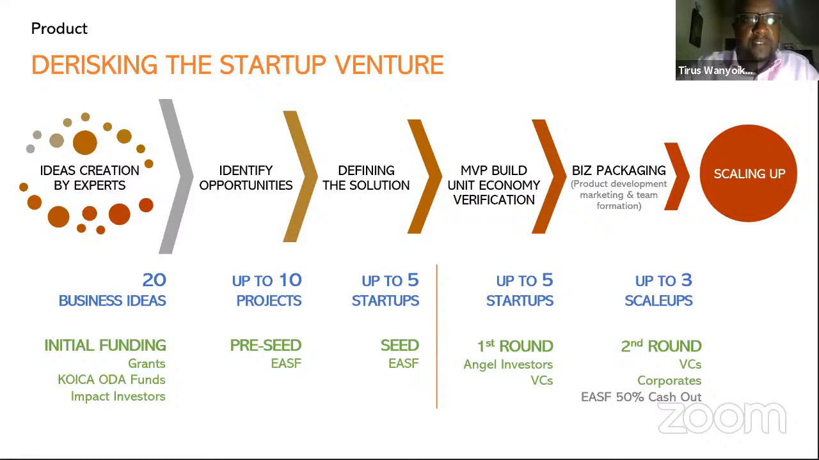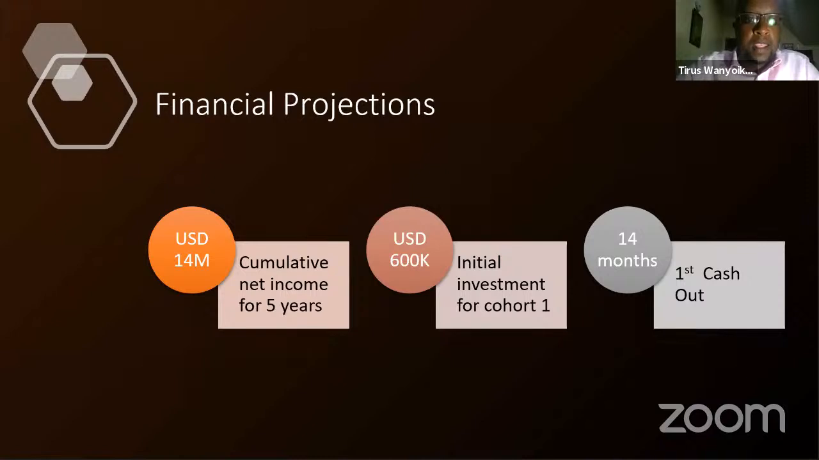Our plan is to initially fund the enterprises up to the MVP stage using grants and impact investors at the initial stage. Once we get success stories, we are able to invite angels and VCs. Our plan is to cash out 50% of our equity, at least in the second round of funding. In terms of our financial projections, we're looking at around $14 million USD in cumulative net income within our first 5 years from an initial investment of around 600K, with our first cash out planned in the first 14 months.